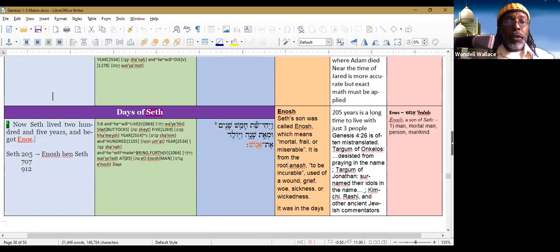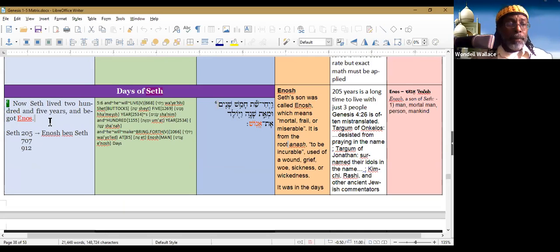All right. So next, the days of Seth. Now Seth lived 205 years and begot Enosh. Okay, so here we go with a little map. 205 years, Enosh ben Seth will be his name. 707 years after that, for a total of 912 years. Seth died at 912 years old.